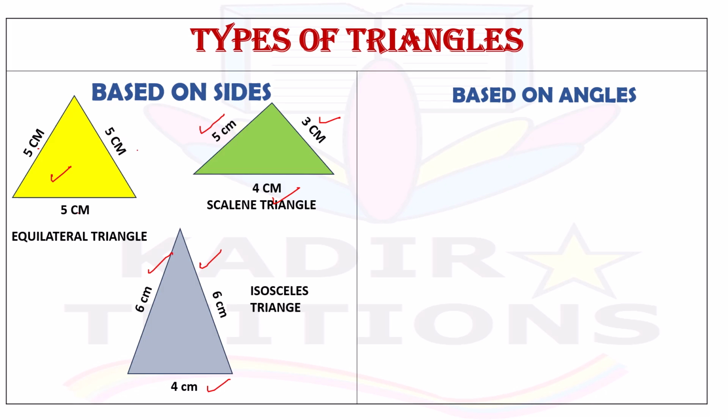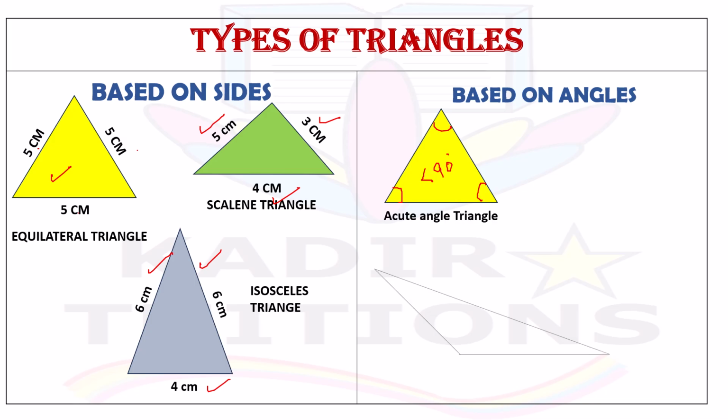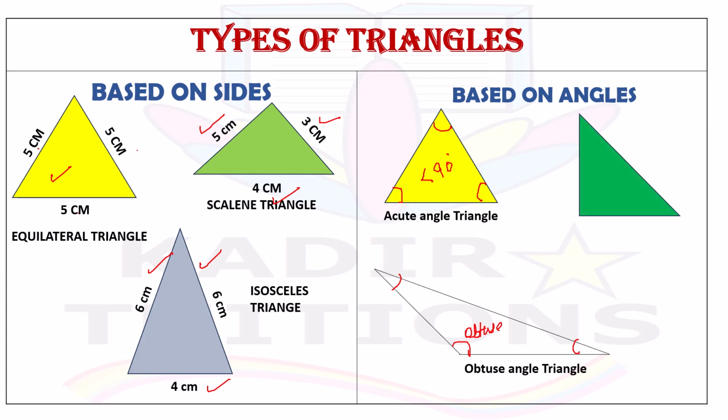Now the next one, based on angle. In this triangle, all three angles are acute angles. What is the meaning of acute angle? It is nothing but less than 90 degrees. Then I can say the triangle is an acute angle triangle. In the next triangle, this is acute, this is acute, but this one is an obtuse angle, right? So if any one angle in a triangle is obtuse, then I can say it's an obtuse angle triangle. In the next one, this is 90 degrees, right? If any one angle of a triangle is 90 degrees, then we can say it is a right angle triangle.